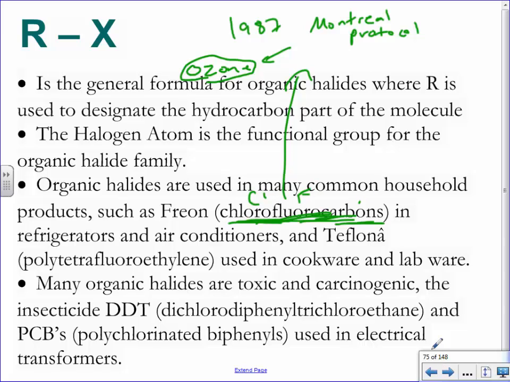And we use them in so many different things. I mean, from things like DDT, which is basically used to try to get rid of pests and bugs, to Teflon. You guys know what Teflon is? You use it on frying pans. It's like a non-stick surface.